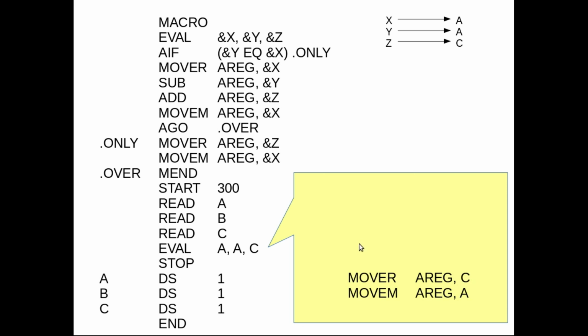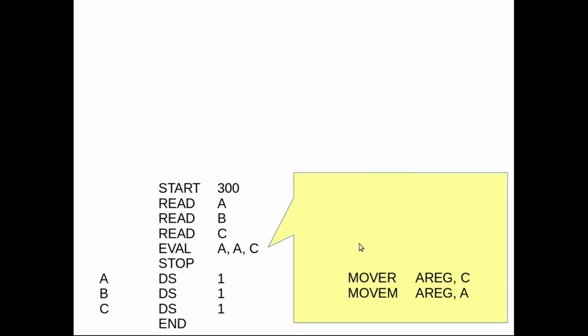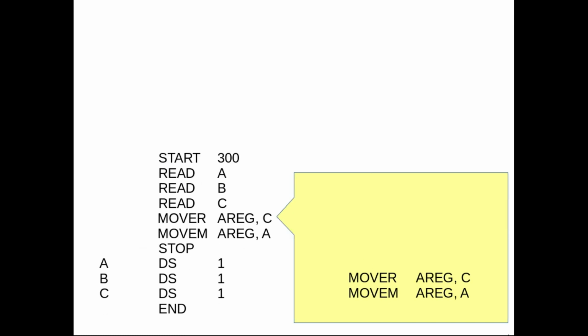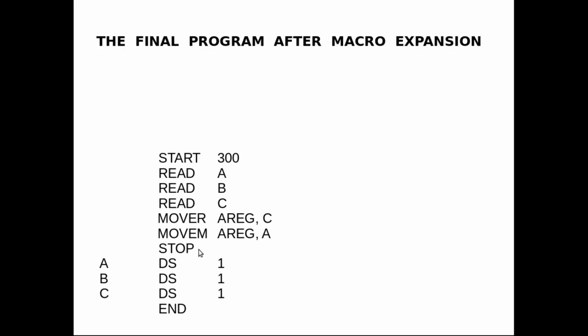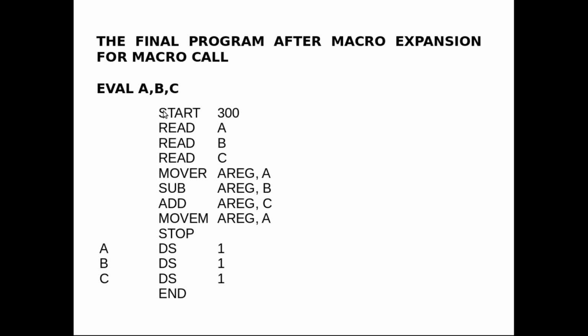So now that we are done with expanding the macro call, I can remove the macro definition, I can remove the macro call, and in place of this I can put these 2 lines, and this is my final code after the macro expansion. So what did we see? We saw that for this macro call eval a comma b comma c, this was the code that was generated.